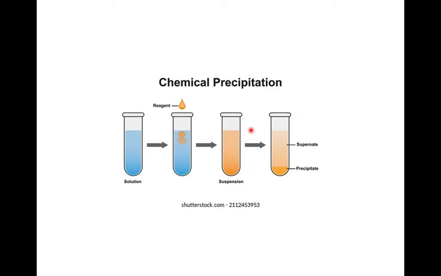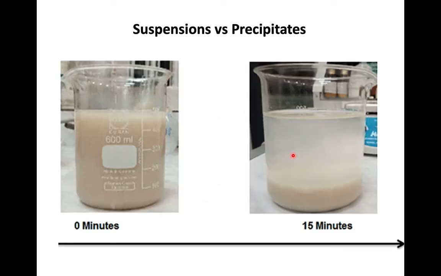And so we get this suspension, and all we have to do usually to get a suspension to turn into precipitate is wait. So we wait on the suspension, and eventually the majority or all of the suspension will come down as a precipitate, and eventually hopefully we get a clear supernate solution. Here's an example of that, a real example.